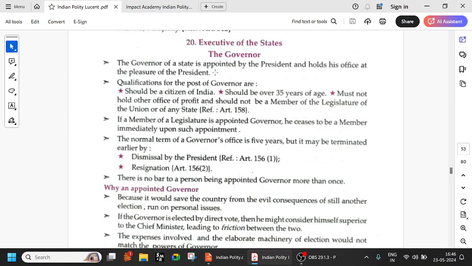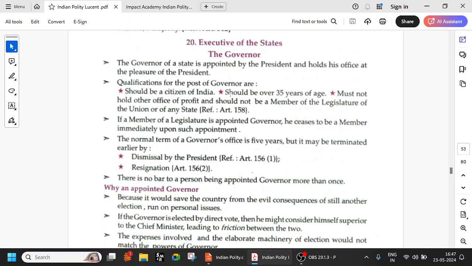So we have already seen in the case of the president, if you want to remove the president, there needs to be an impeachment procedure. We have seen all that, the resolution passed by both houses and all those things. But the governor is not like that. The governor of a state is appointed by the president, and he holds his office at the pleasure of the president.